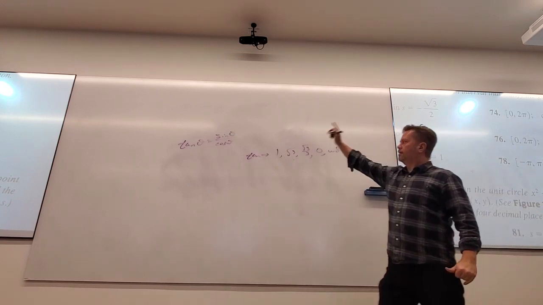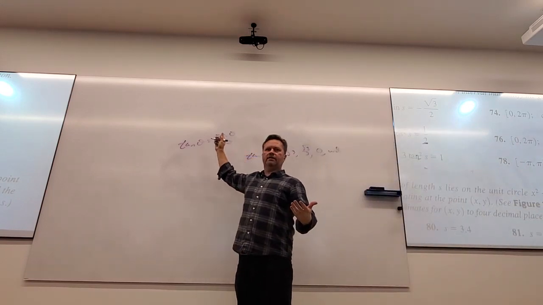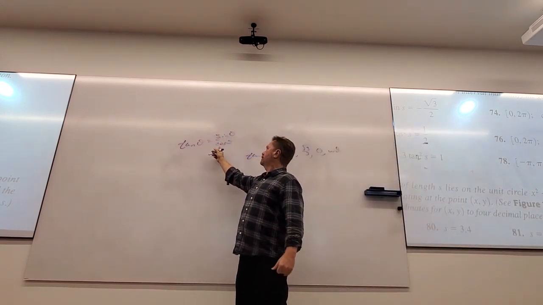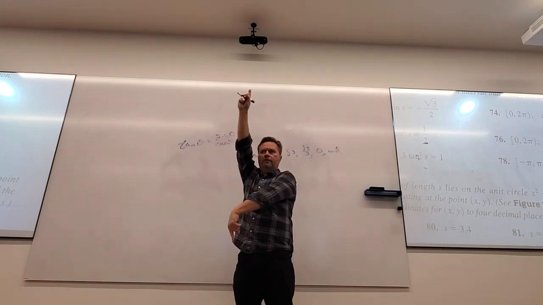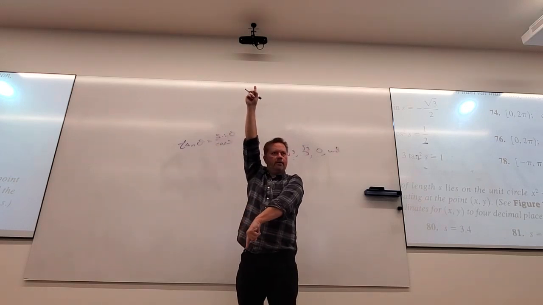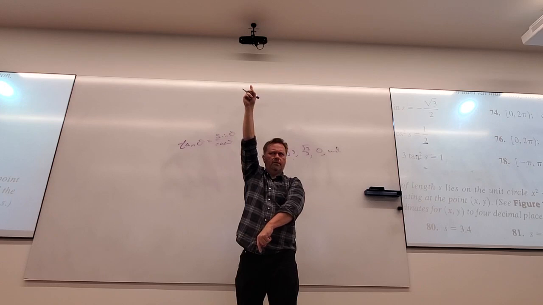Cosine. Undefined means can't exist. I can't divide by 0. Cosine is 0 at 90 or 270. Pi over 2 or 3 pi over 2 radians, yes? You guys kind of with me?